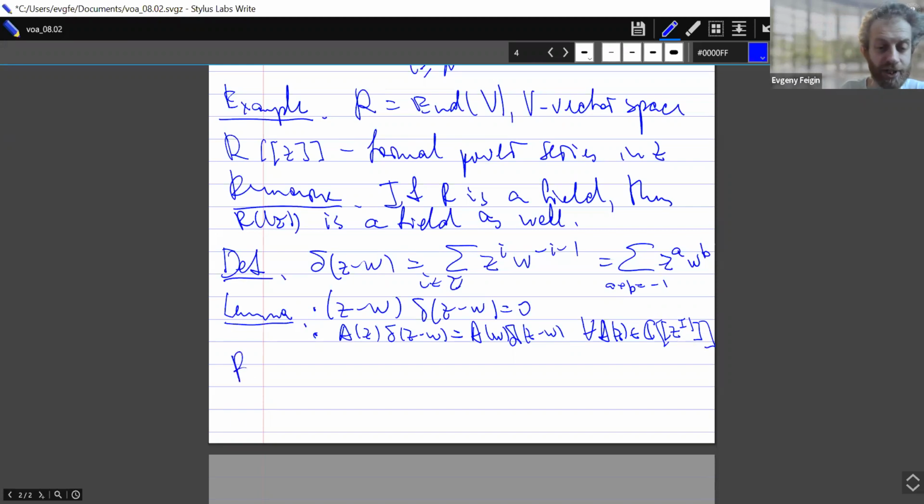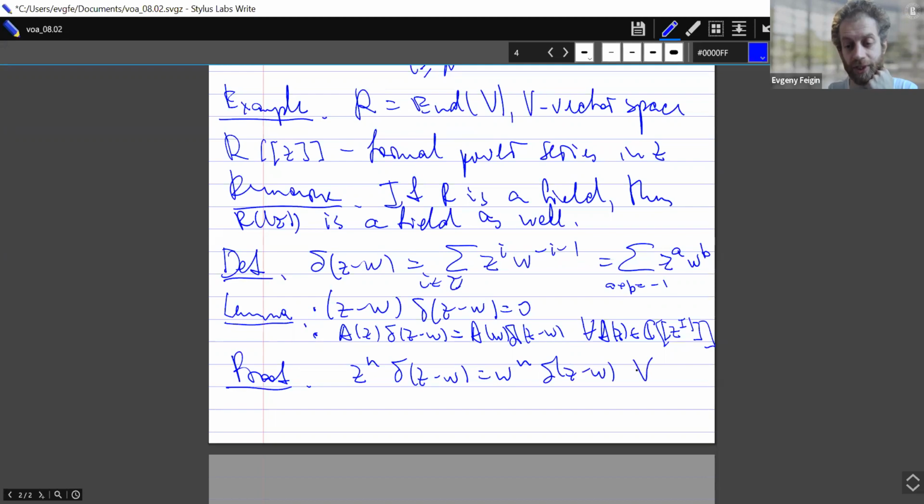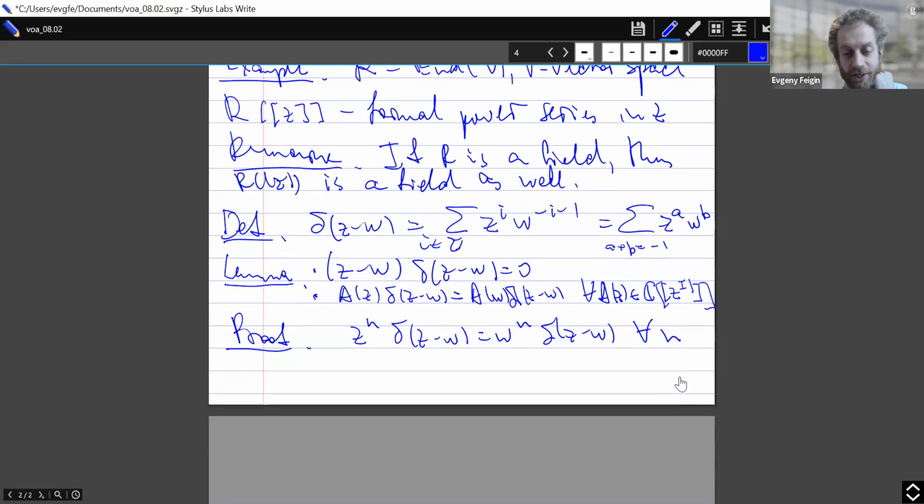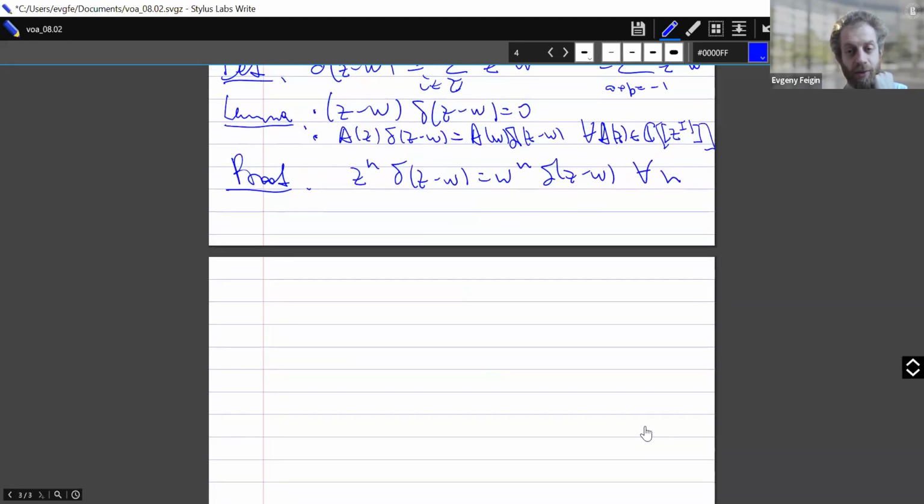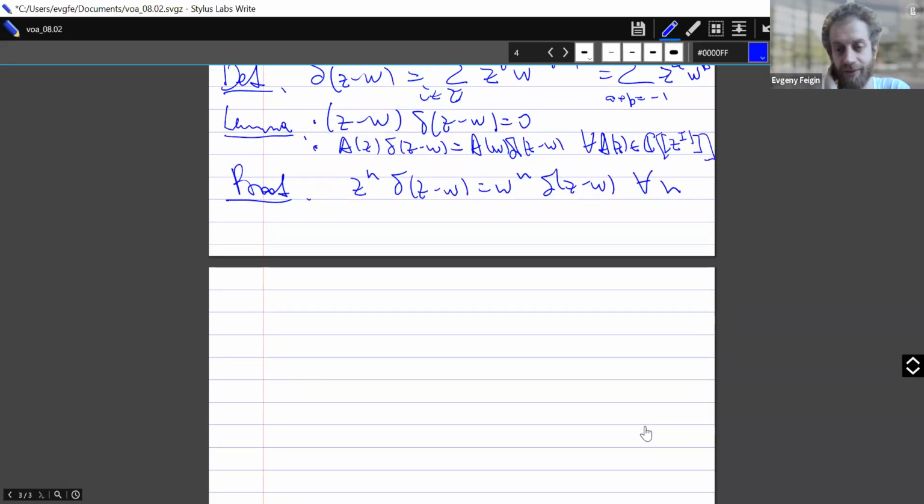Well, the proof is actually the same. z to the n delta of z minus w equals w to the n delta of z minus w for any n. And the proof is absolutely the same. So this is the reason why it's called the delta function. What is a bit less trivial is the following. Let me put it as another lemma.